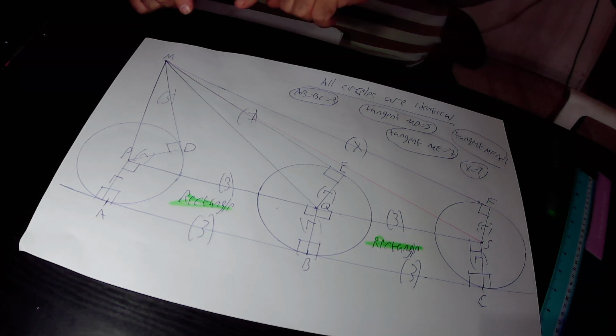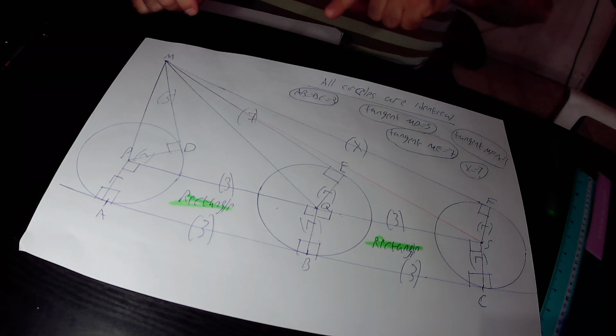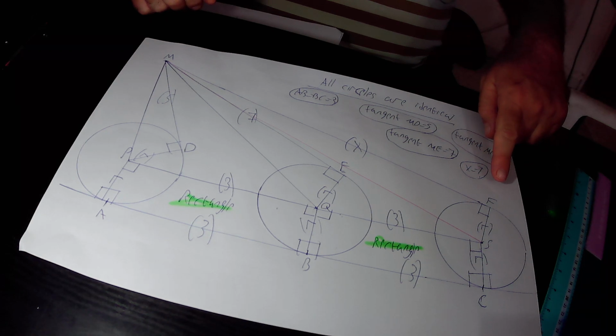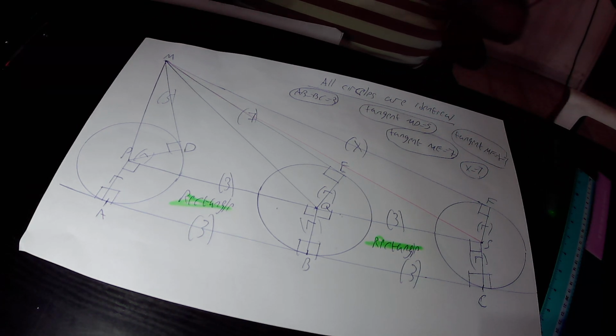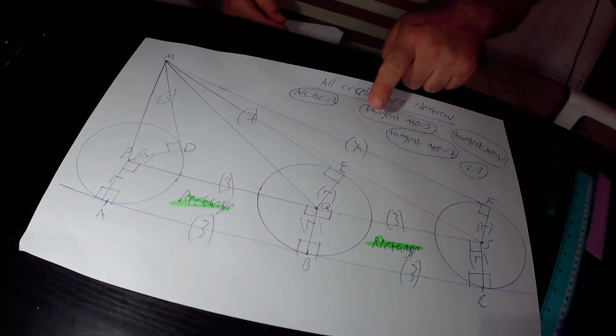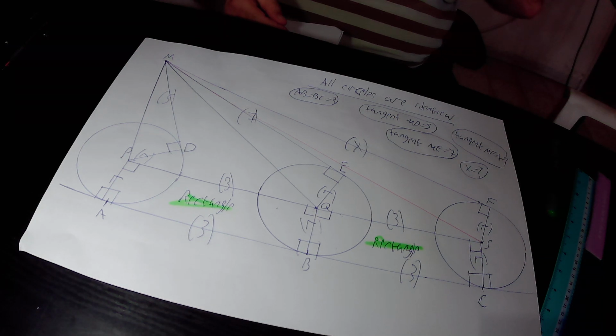And finally, we also have tangent MF that is tangent to this circle at point F, and the length of tangent MF is x. Our mission is to find out the length of tangent MF, which is equal to x. So what is the value of x?